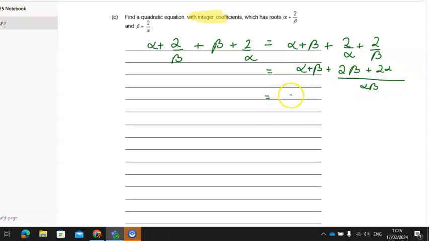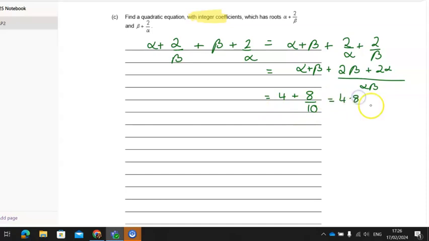Okay, so that gives us alpha plus beta, which we know is 4 from the start. Alpha plus beta is 4. And then we've got 2 lots of alpha plus beta on the top, so that gives us 8, if we took a common factor of 2 out here. And alpha beta on the bottom, that's just equal to 10. So that gives us 4.8.